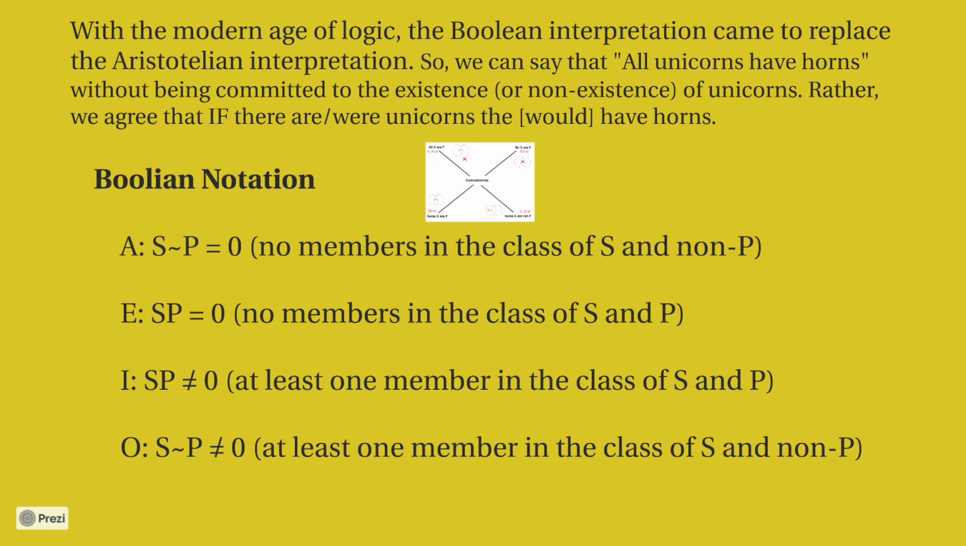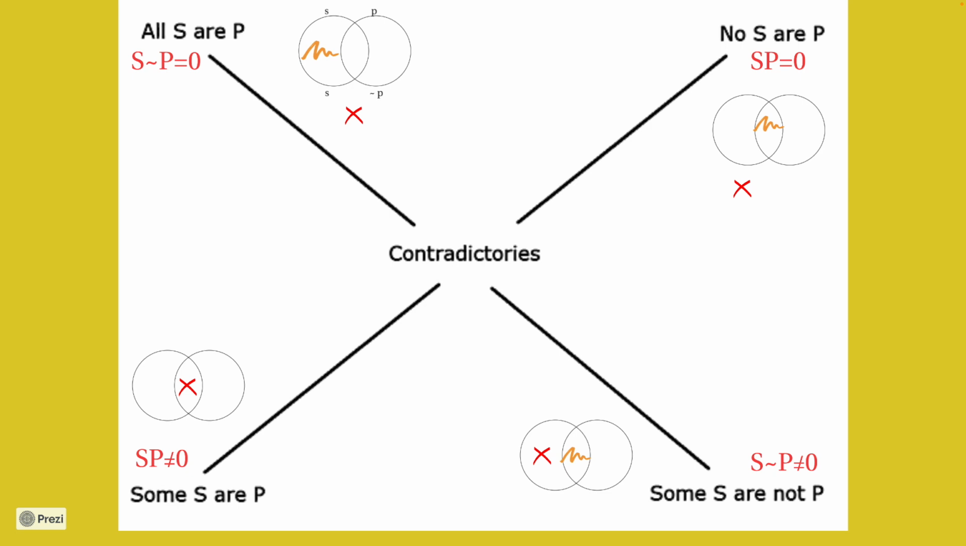Since we now understand how Venn diagrams work when using a traditional approach to categorical logic, we can contrast that visually with a Boolean approach. So with all S are P, we would shade everywhere that is an S that is not a P.